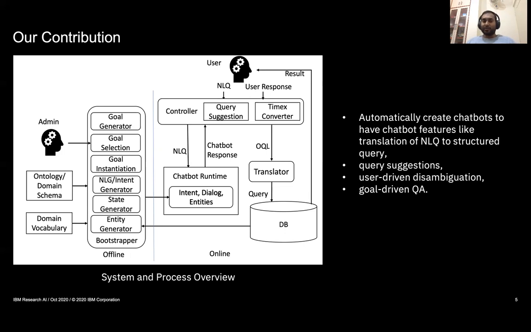And then there is an online phase. In the online phase, a user will ask a query, which will come to a controller, which will send that query to the runtime, where the dialog runtime will figure out the intents, dialog entities, and what response is to be generated. And then the controller will pass that to a translator, which will generate a query which can be executed over the database. So this is the online loop where things are happening at runtime. Users are asking questions, and the controller will take care of interfacing between the chatbot runtime, the translator, and the database, right? So it's the entire interface.